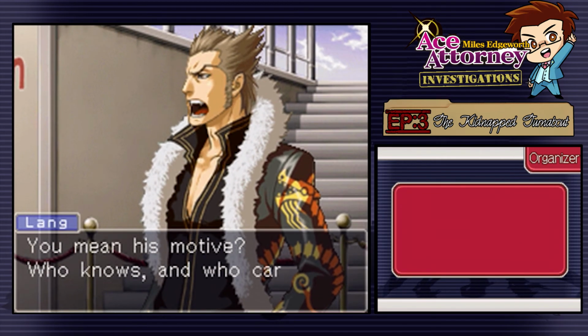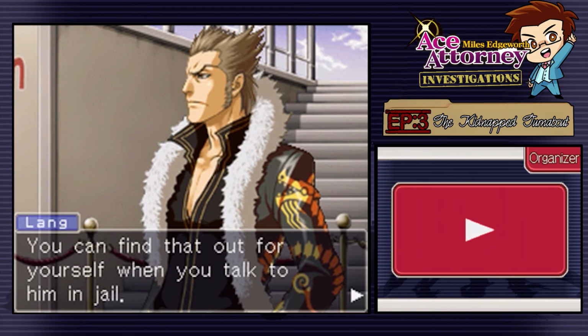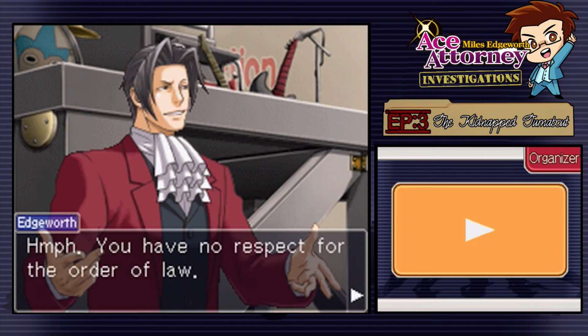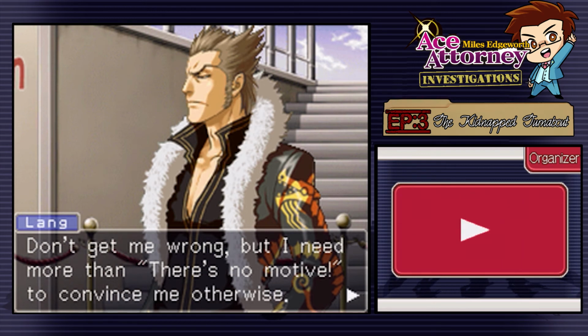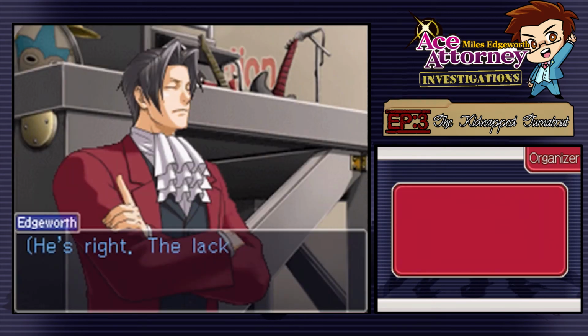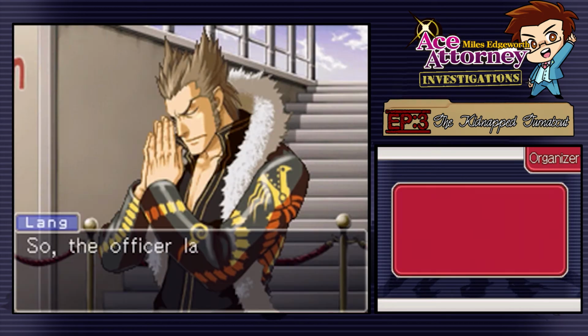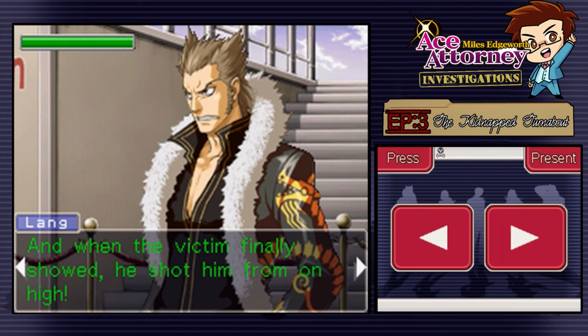You mean his motive? Who knows, and who cares? You can find that out for yourself when you talk to him in jail. You have no respect for the order of law. Don't get me wrong, but I need more than there's no motive to convince me otherwise. He's right. The lack of a motive is a rather weak argument by itself. So, the officer lay in wait on top of the stage. And when the victim finally showed, he shot him from on high.